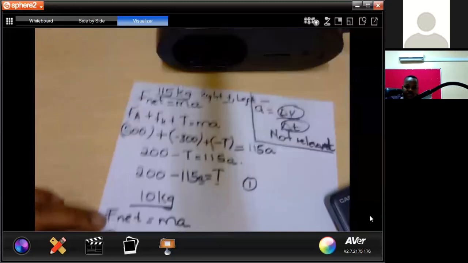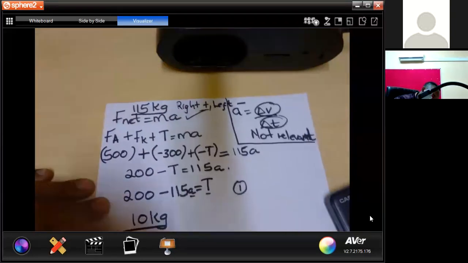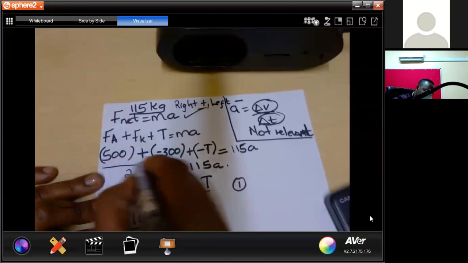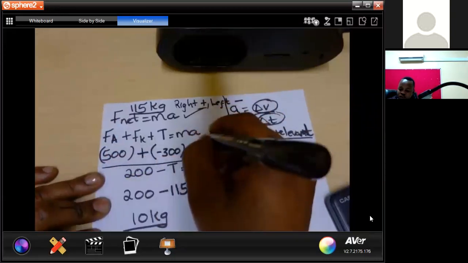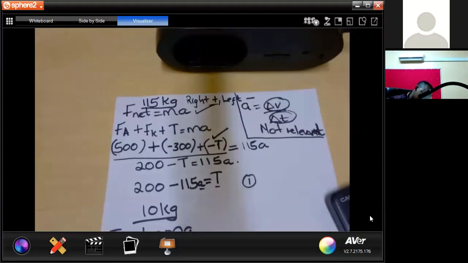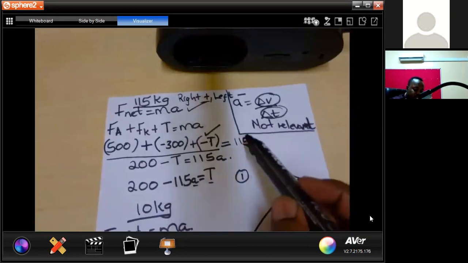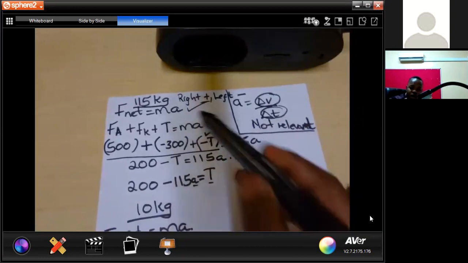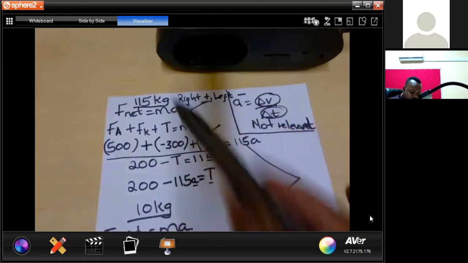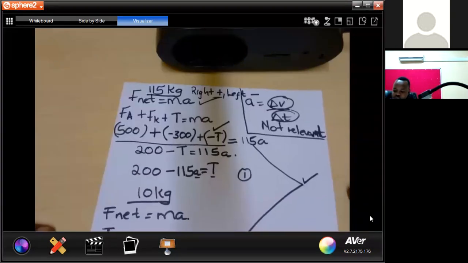Now, how do we allocate marks here? The first mark is for Newton's second law of motion equation. The second mark is for the correct substitution on the left-hand side for the net force. The third mark is for the correct substitution for the 10 kilogram. The next mark is for substituting correctly both the mass and the acceleration on both the 115 kilogram as well as the 10 kilogram. So that is where you get your fourth mark. Are we together? Right?